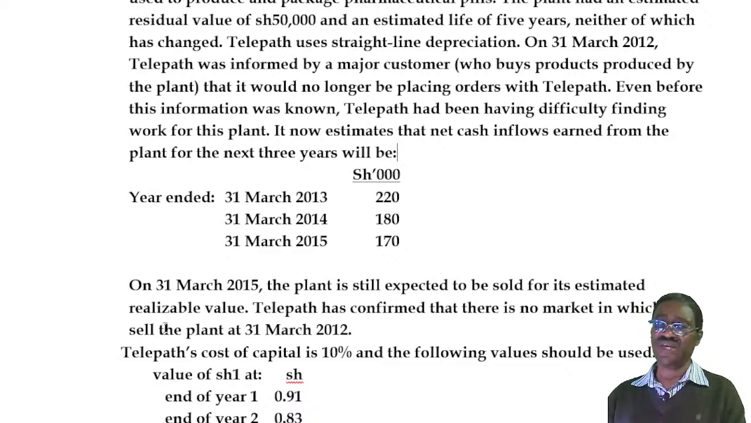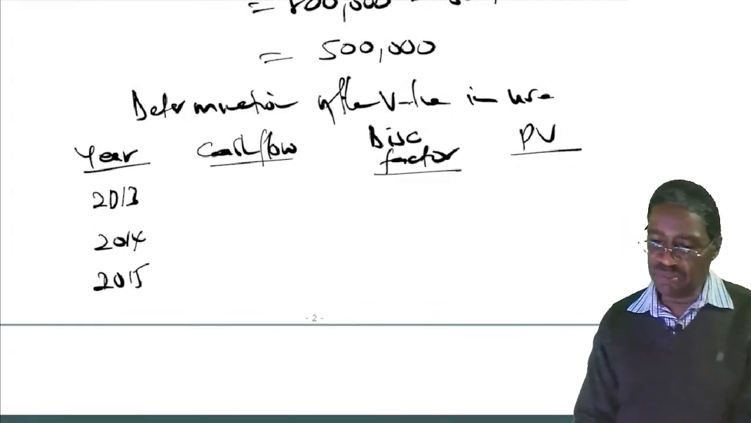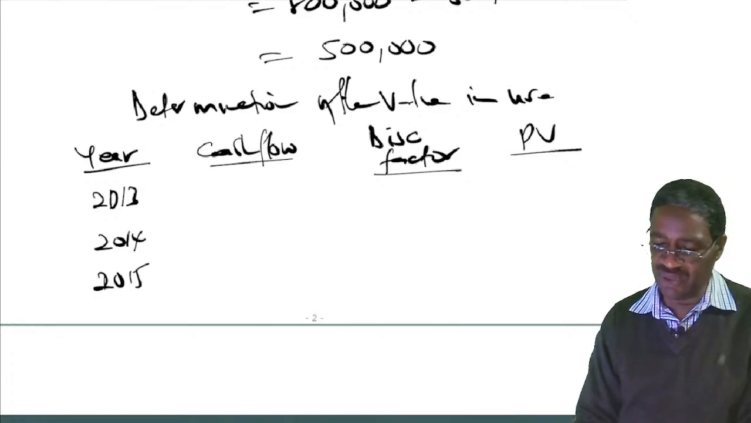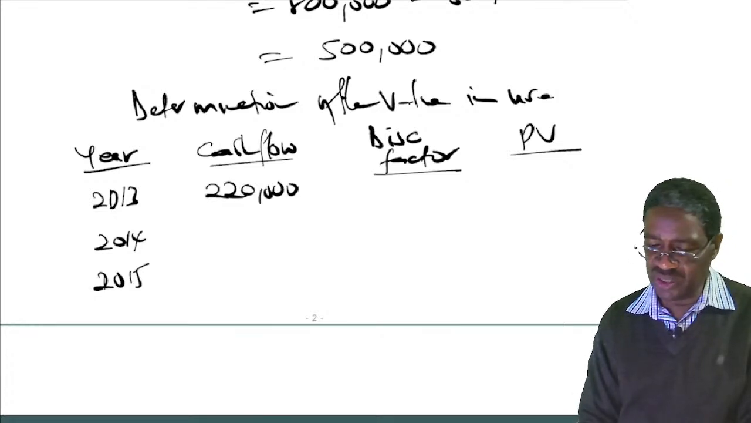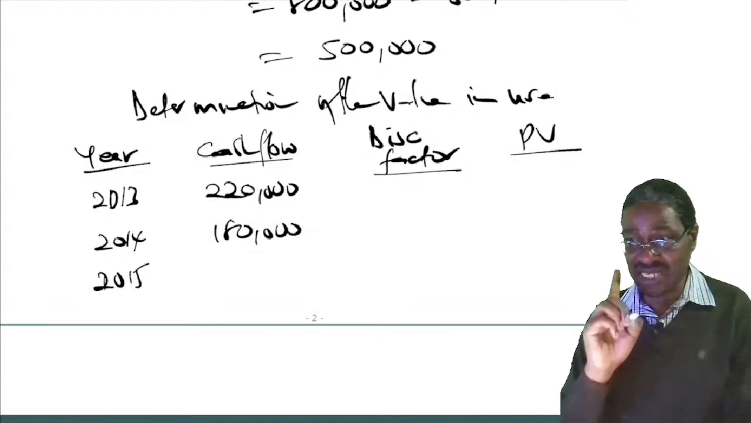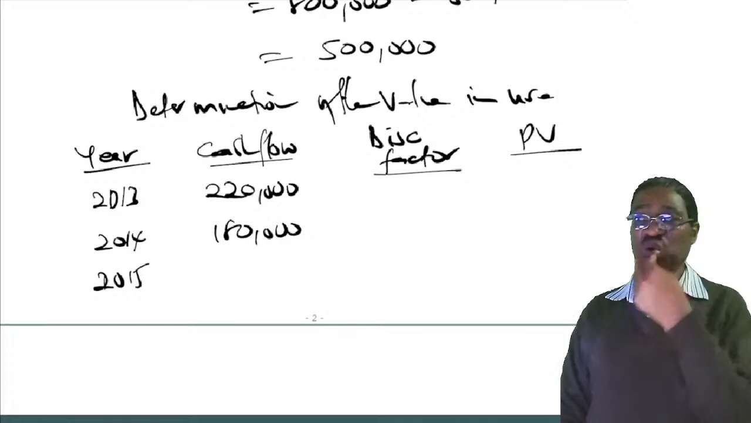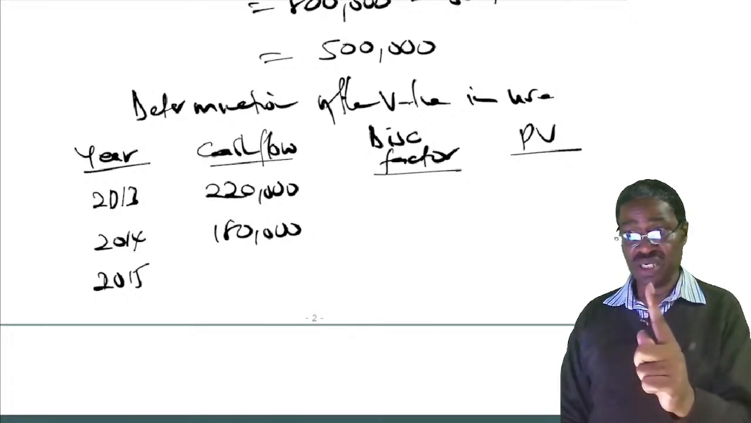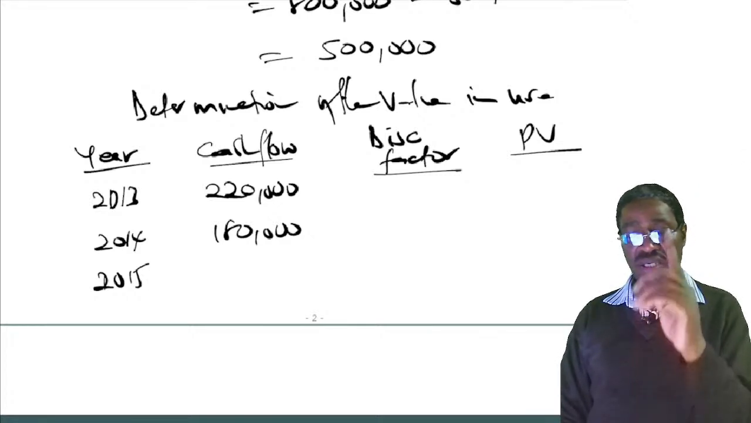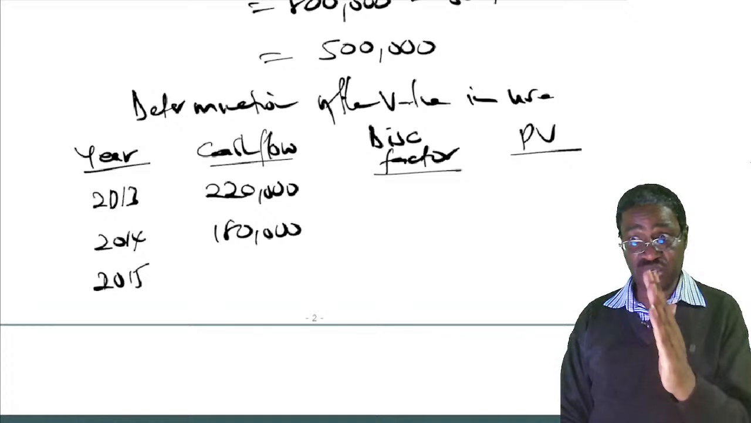Good. Let's use those cash flows now. So year 1, 220. Year 2, 180, sorry. Let me put the figures in full, because even there we have used the figures in full. 220, 180. Now listen carefully. This is where the trick was. Your past paper, I've told you, listen.